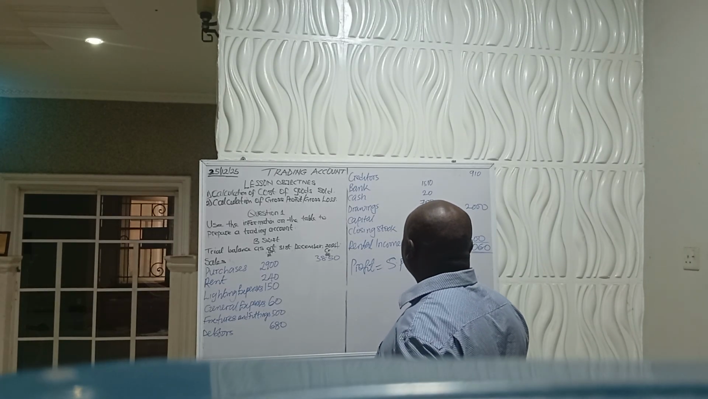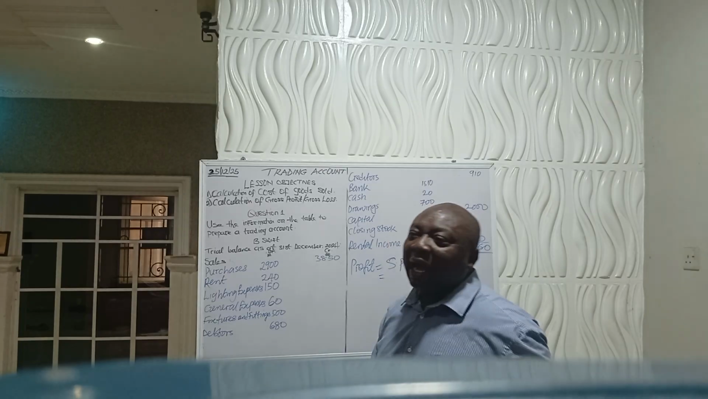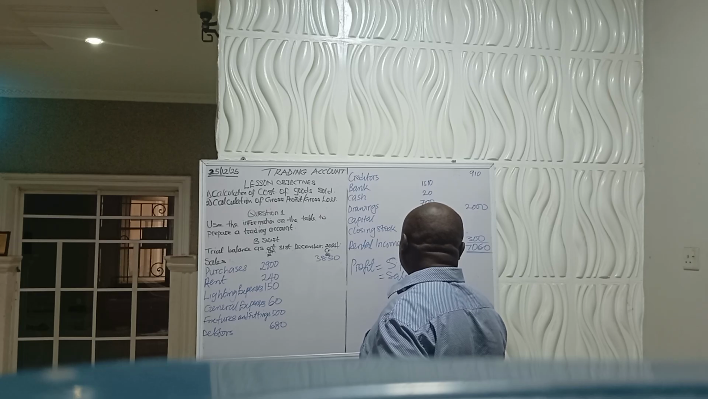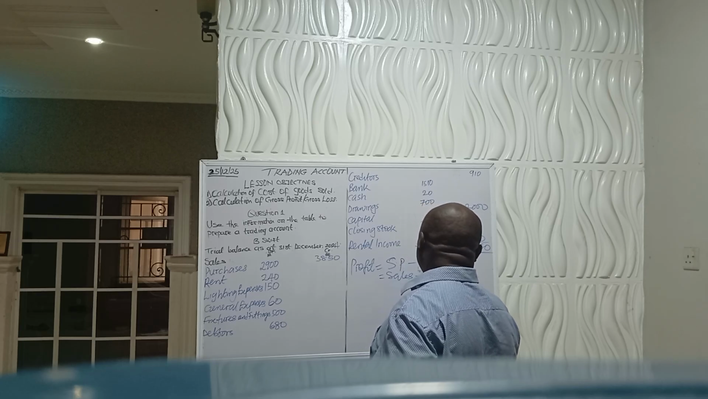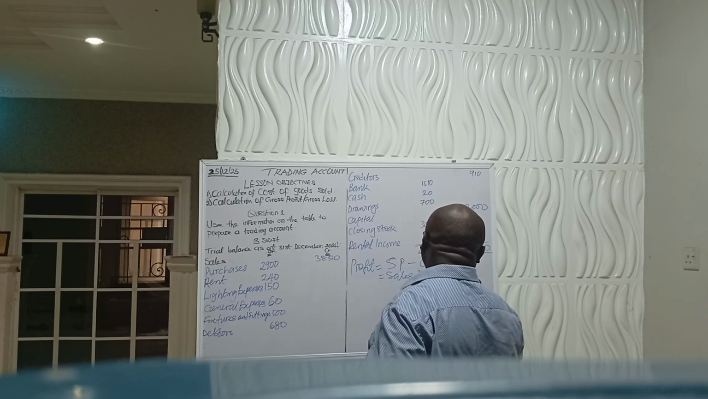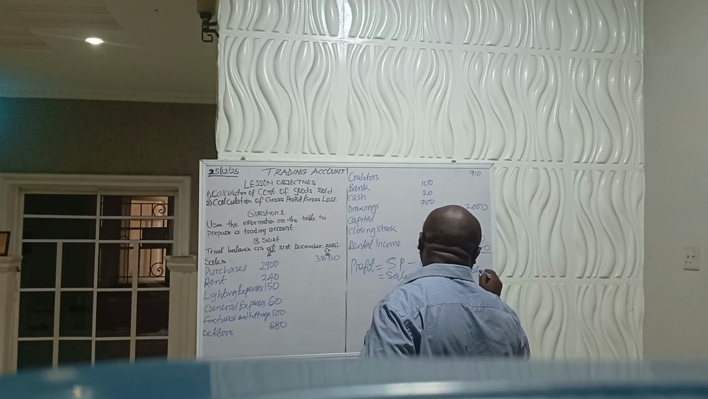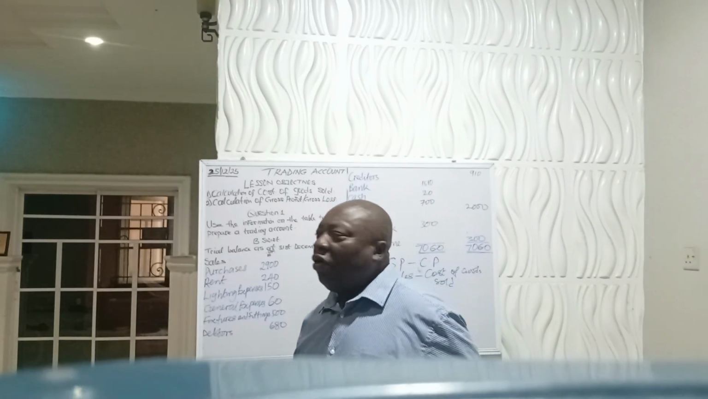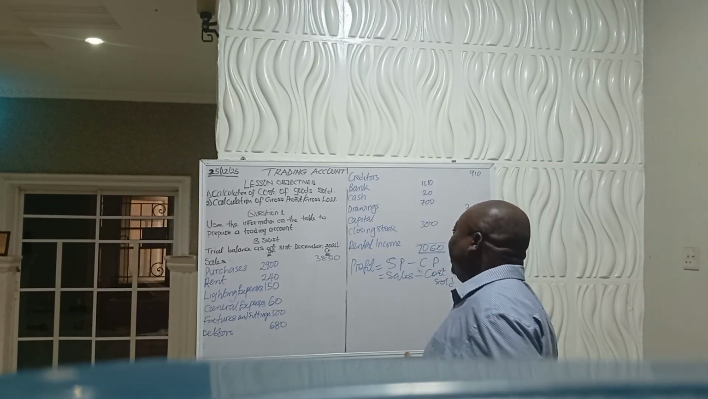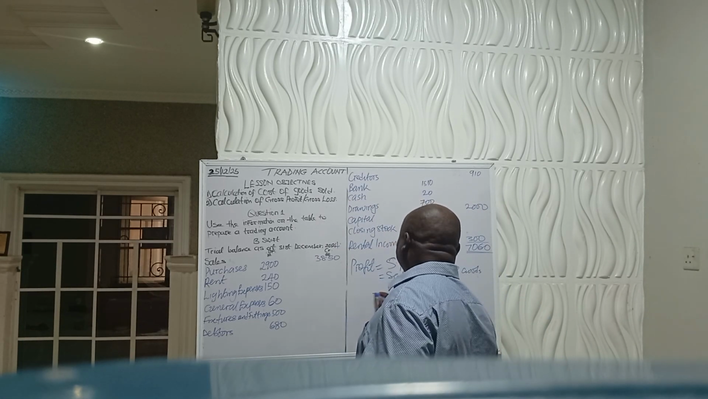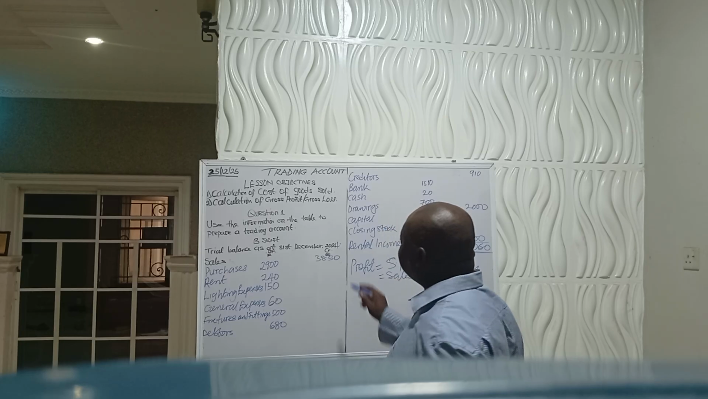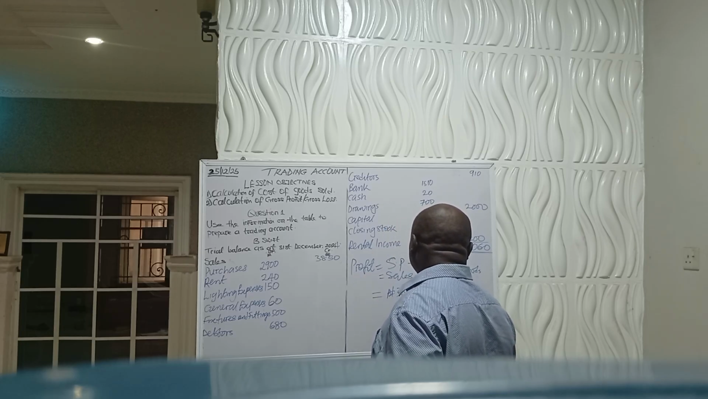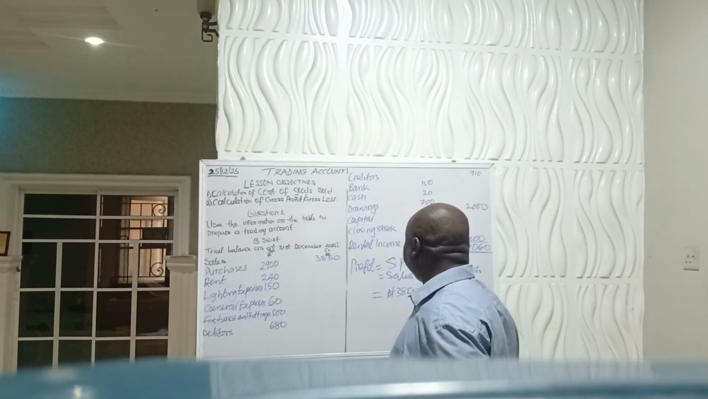Now in accounting, we use the word sales. Then this becomes cost of goods sold, the cost of the goods you are to sell. So in this question, the sales is 3,850. That is the sales.